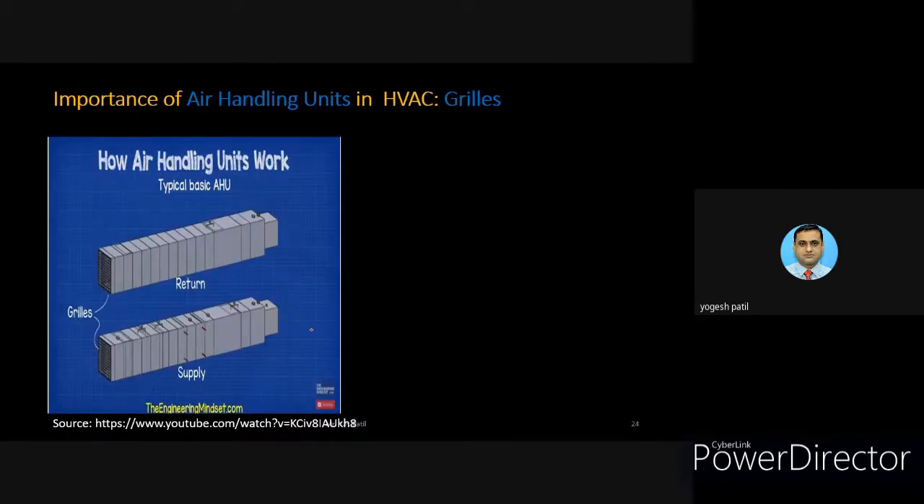Then the basic AHU consists of these two separate sections. There's no use of any return air, no utilization of return air for supply again. Directly it can be exhausted to the atmosphere after processing.